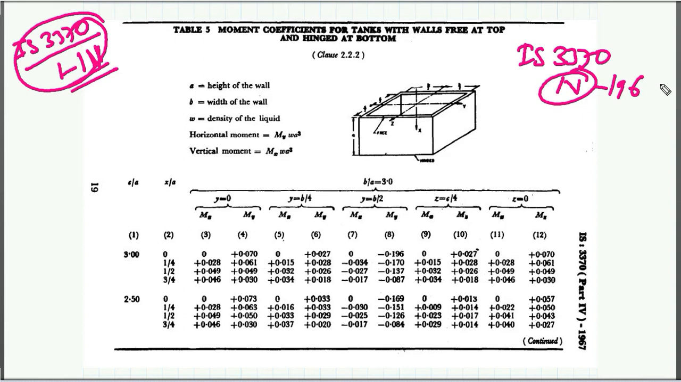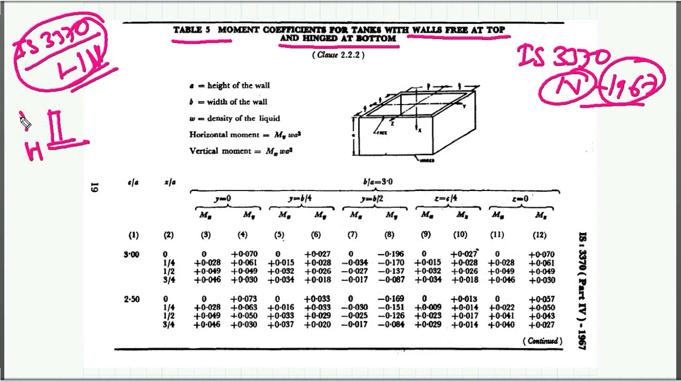1967, yes. So this is a table for moment coefficient for tanks with walls free at the top and hinge at the bottom. You will find different tables with different conditions, like walls fixed at the bottom and free at the top, or hinge at both the ends. As our question asks for the condition where our walls are hinged at the bottom and free at the top, for our case, table 5 is appropriate.